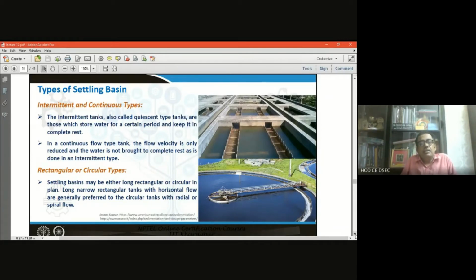That means they store water for a certain period and keep it in complete rest. And for the continuous flow tank, the flow velocity is only reduced and the water is not brought to complete rest, as is done in the intermittent type. So in one, we are keeping it at rest for a certain period. In the second case, we are not allowing it to rest. We are allowing it a continuous flow, that is called the continuous flow type treatment.